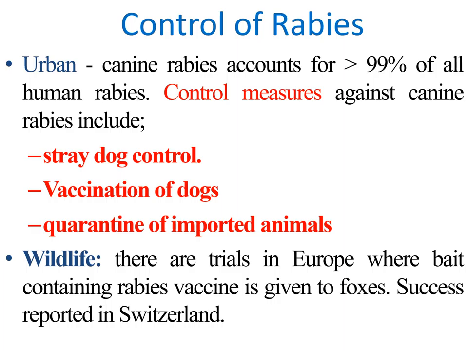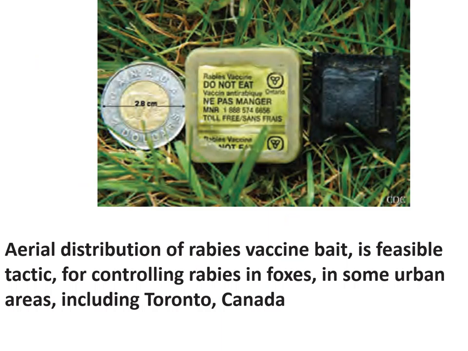Control of rabies. Urban canine rabies accounts for more than 99% of all human rabies. Control measures against canine rabies include stray dog control, vaccination of dogs, and quarantine of imported animals. For wildlife, there are trials in Europe where bait containing rabies vaccine is given to foxes. Success was reported in Switzerland. This is the bait used in Canada. Aerial distribution of rabies vaccine bait is a feasible tactic for controlling rabies in foxes in some urban areas, including Toronto, Canada.